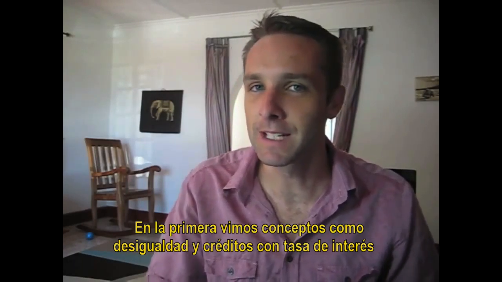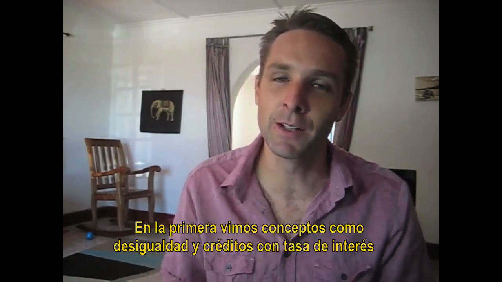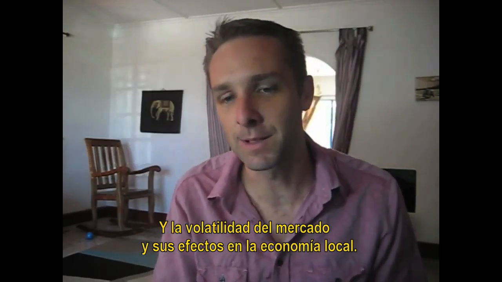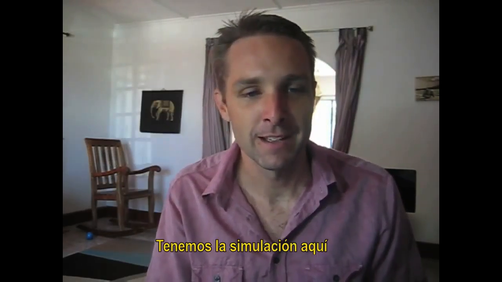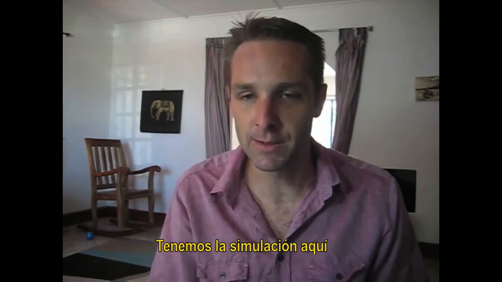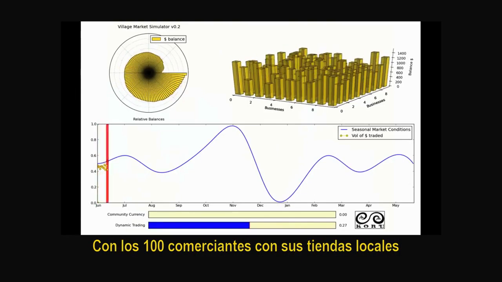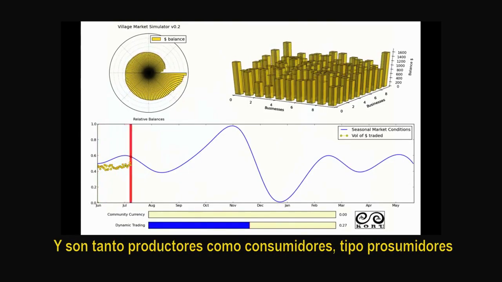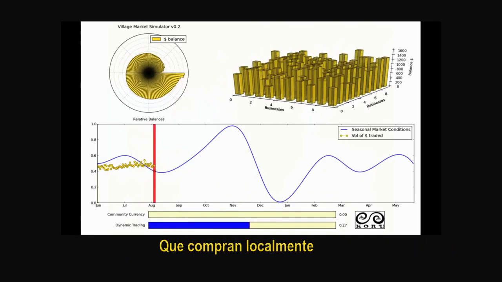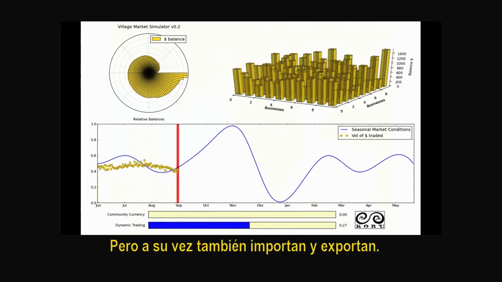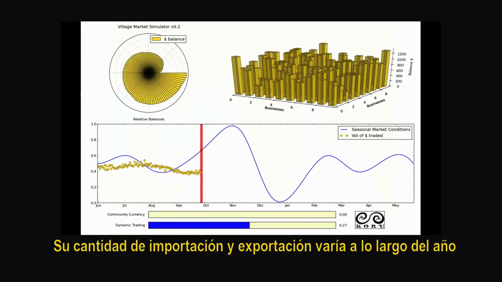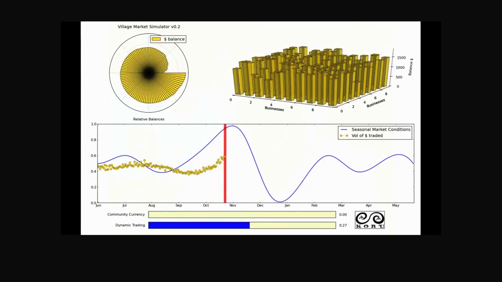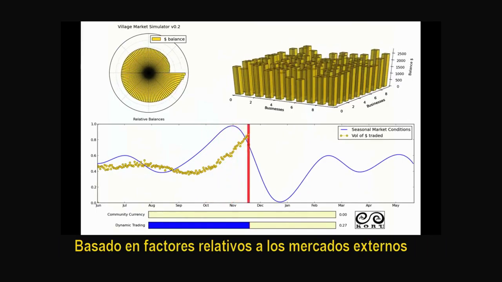Last time we talked about inequality and interest-bearing loans. Today we're going to talk about import-to-export ratios and market volatility and the effect on local markets because of that. So we've got a simulation here with 100 traders in a market. They're each businesses, sort of producer-consumers, prosumers, that buy and sell locally, but they also import and export. And the amount they import and export varies throughout the year based on external market factors.